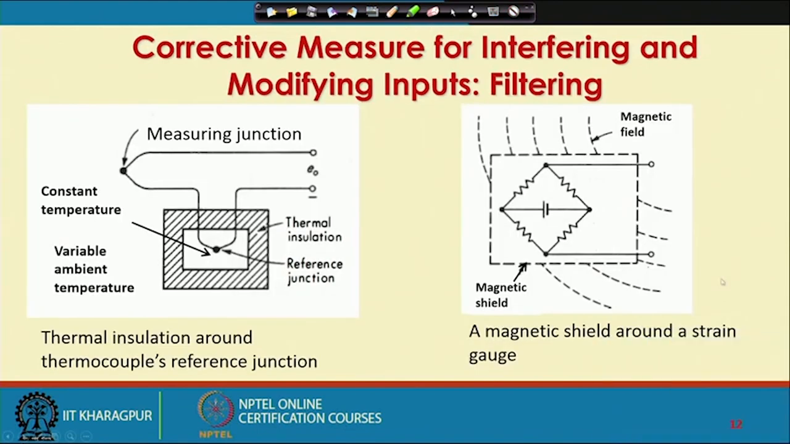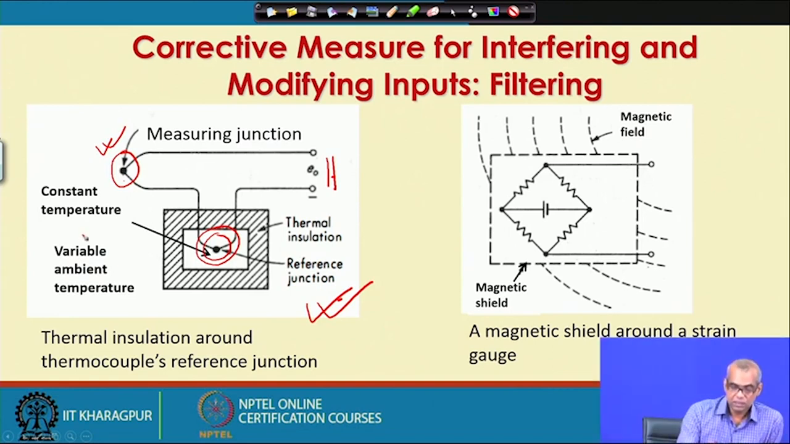A quick example of filtering. This is an example of a thermocouple. A thermocouple has two junctions. This is known as the measuring junction or hot junction, and this is known as the reference junction. A thermocouple is made of two dissimilar metals, and two junctions are formed. If these two junctions are kept at two different temperatures, then the EMF produced will depend on the temperature difference between these two junctions. Now, this reference junction has to be kept at constant temperature, so that this EMF becomes a function of the measuring junction's temperature only.